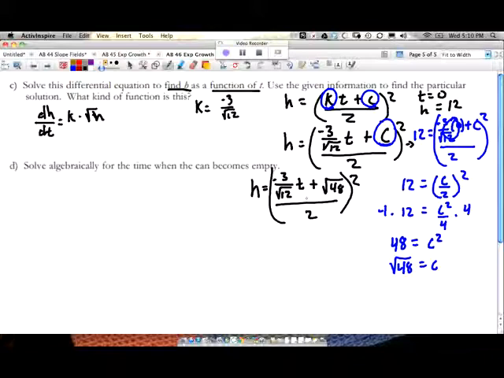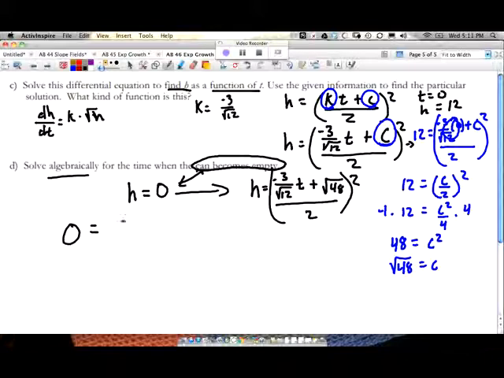All right. Excellent. Now it's about to ask me something interesting. It says solve algebraically for a time when the can becomes empty. So it sounds complicated, but it's really not, because when the can becomes empty, what's that really telling us? That's really saying that the height is equal to 0. So I'm going to set this equal to 0 and then just solve. No big deal. So set the height equal to 0.